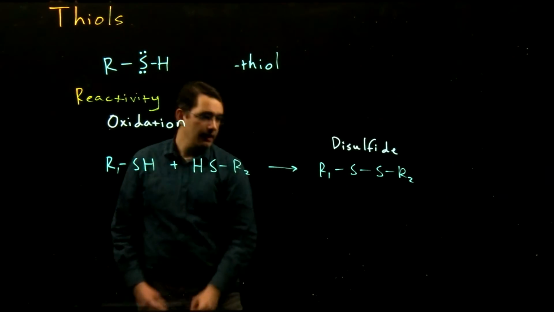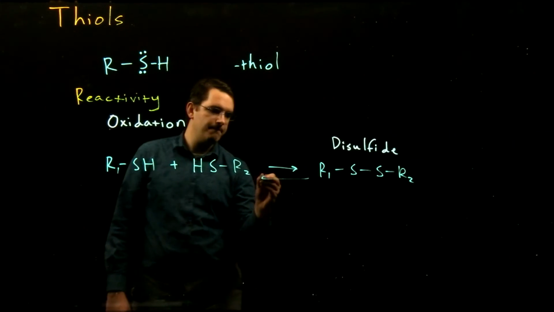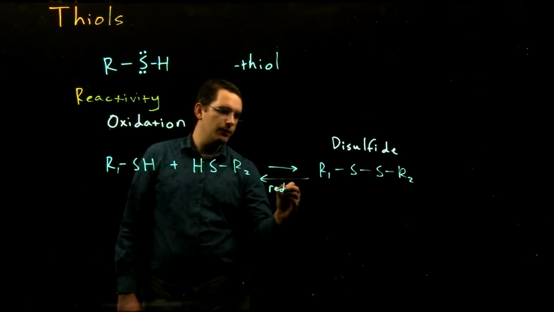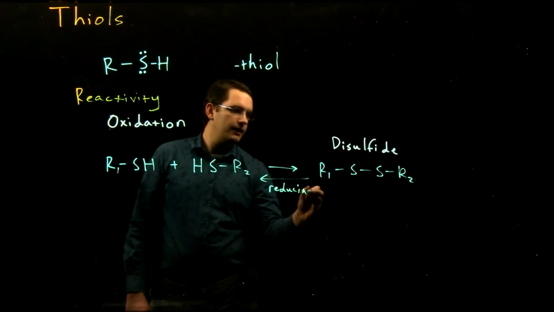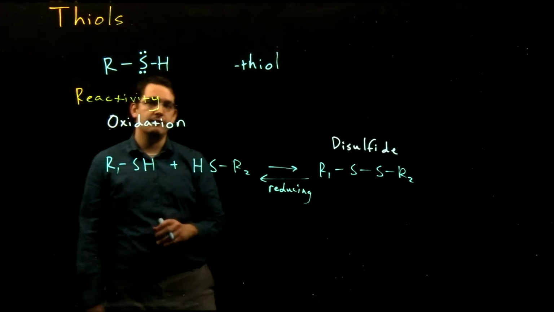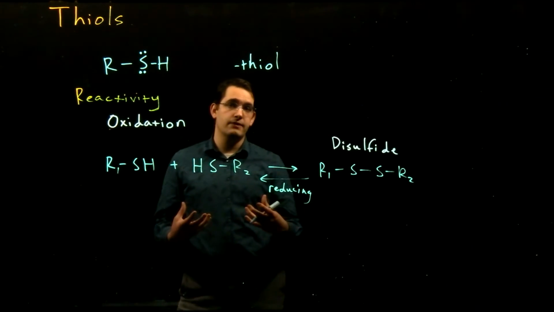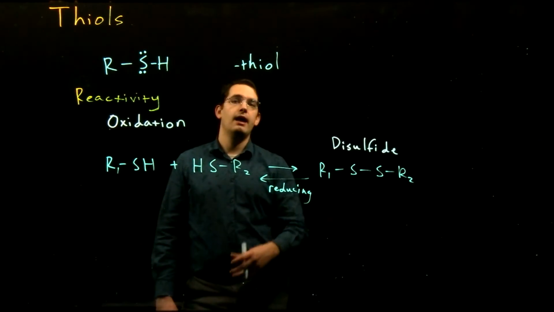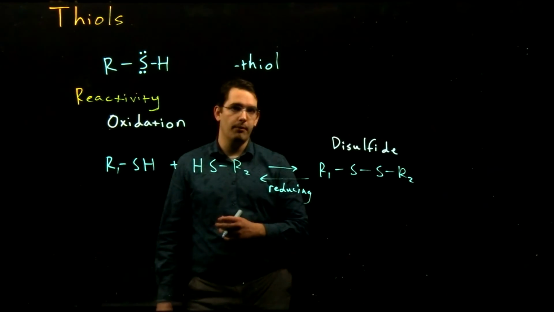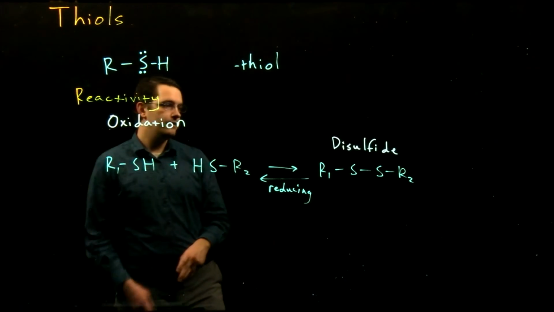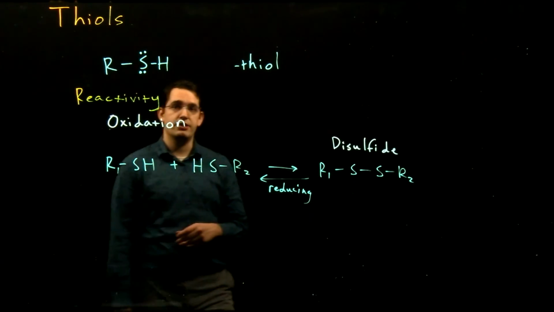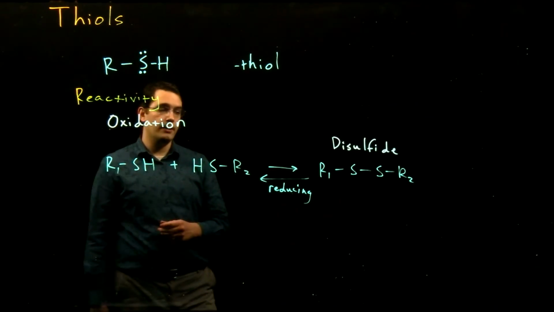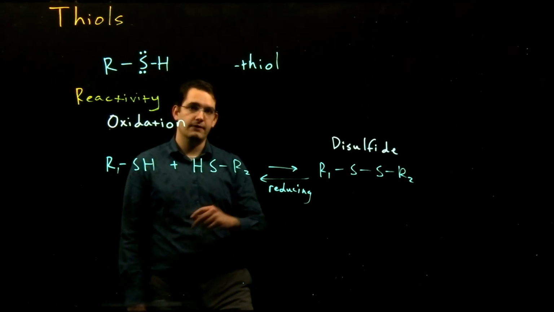In fact, if we add a reducing agent and we try to reduce our disulfide back to our original thiols, this will actually destroy our protein structure, and in many cases it will completely shut down that protein and prevent it from carrying out its normal biological function. So this particular oxidation reaction is incredibly important for our biochemical systems.